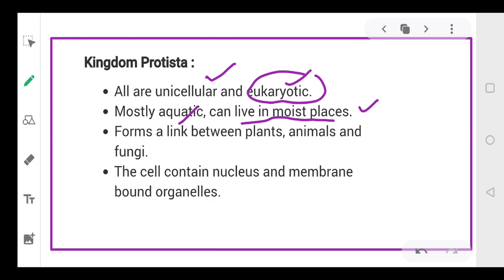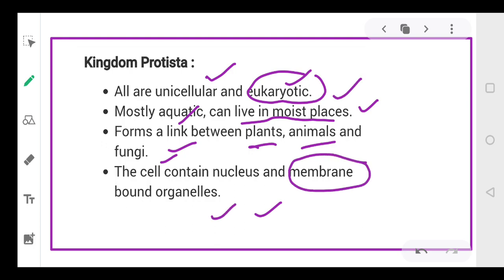The Protista act as a connecting link between the plants, animals and the fungi. We know there are 5 kingdoms: Monera, Protista, plants, Animalia and fungi. So this Protista acts as a connecting link between the fungi, plants and animals. The organisms contain cells which have a nucleus and membrane bound organelles. As I said, they are basically eukaryotic. So eukaryotic means they will have a true nucleus and all membrane bound organelles will be present.